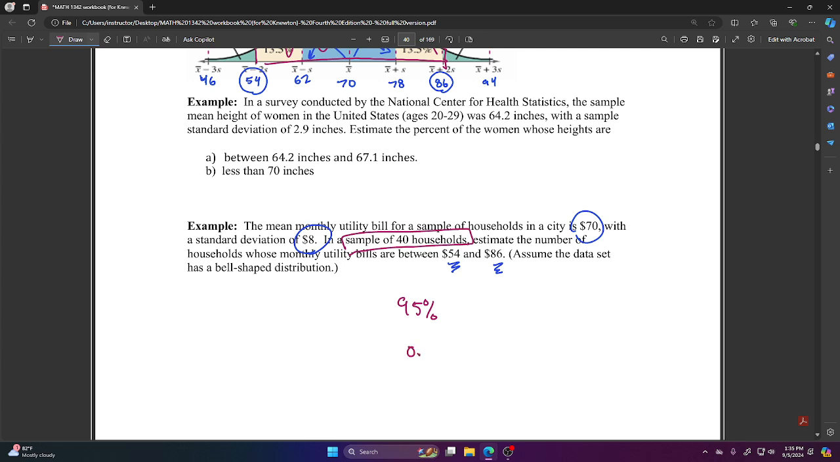Turn it into a decimal, okay, and then divide by 100, make it a decimal. Yep, very good. Multiply it by the 40. I think, is it 38? Thank you. So 38 households would have their utility bills between this much and that much. Cool.